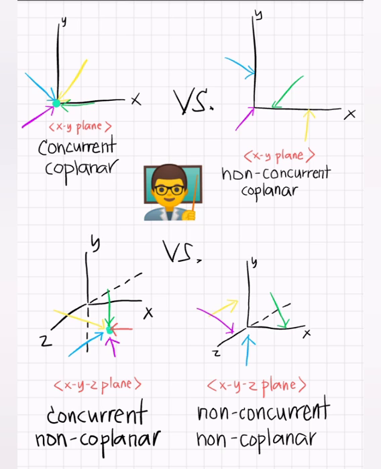And on the lower left is a concurrent but non-coplanar force system. The yellow, green, purple, blue, and red forces meet in a single point but not in the same plane. Notice that it's already the X, Y, and Z plane.